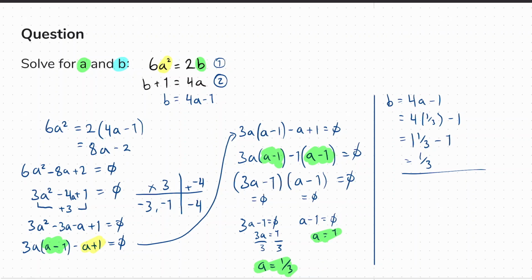If a is equal to 1, 4 times 1 is 4, minus 1 is 3. So we have these two options for what b is equal to. If a is a third, b is a third. And if a is 1, b is 3.